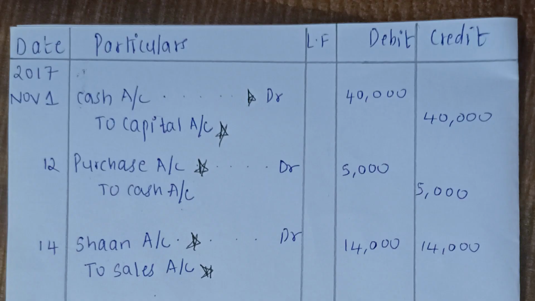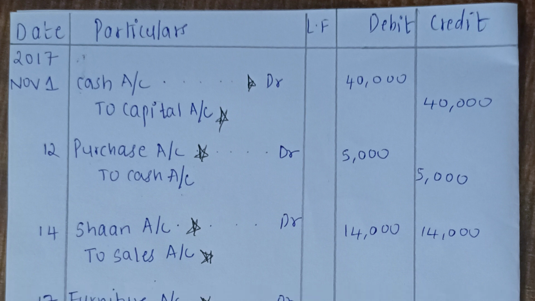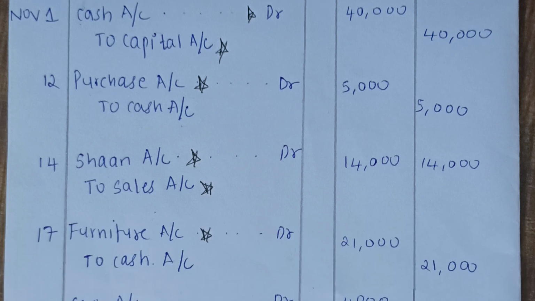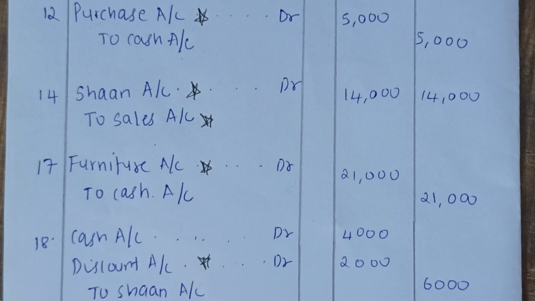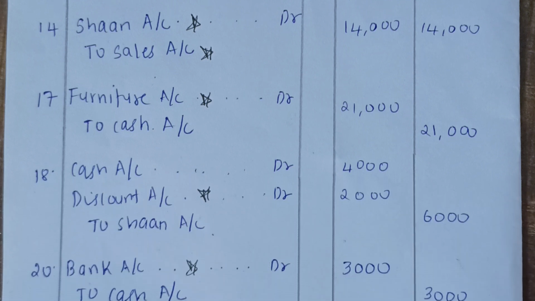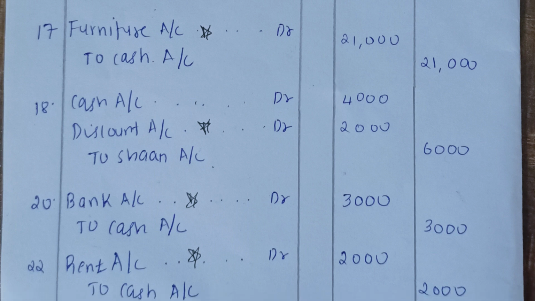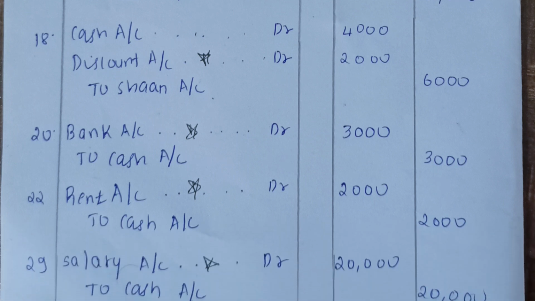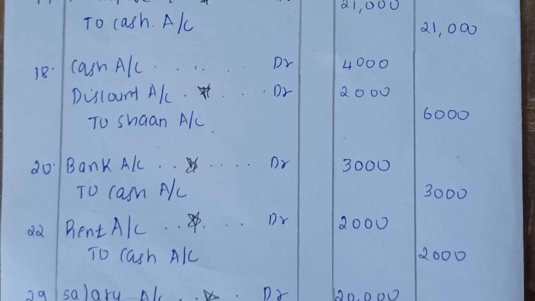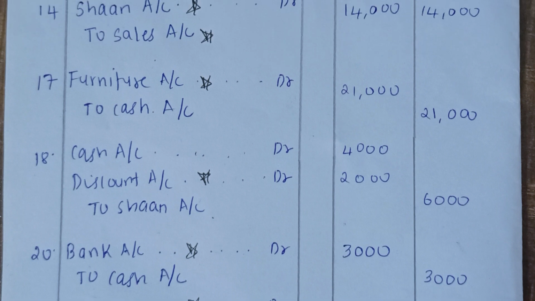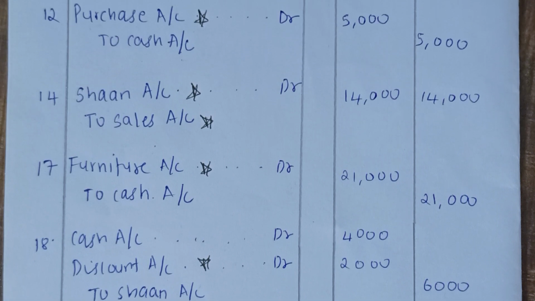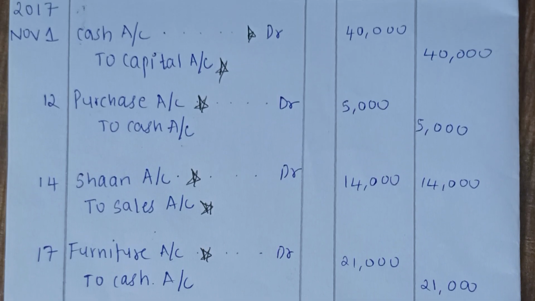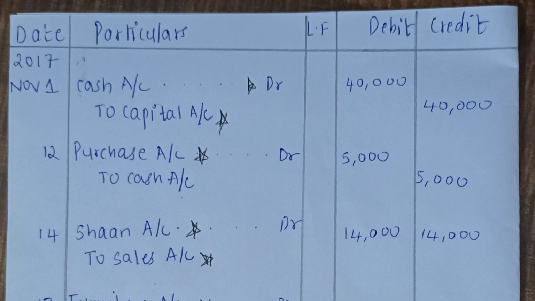So let's start. As you can see, here I have taken some transactions. These are solved journal entries. Today I will teach you how to post these transactions into the ledger. For this it is very important to know journal entries. That's why I emphasized that you should have basic knowledge about journal, because if you do not know how to record the transactions into the journal, it will be very difficult to understand ledger. So let's start with ledger.